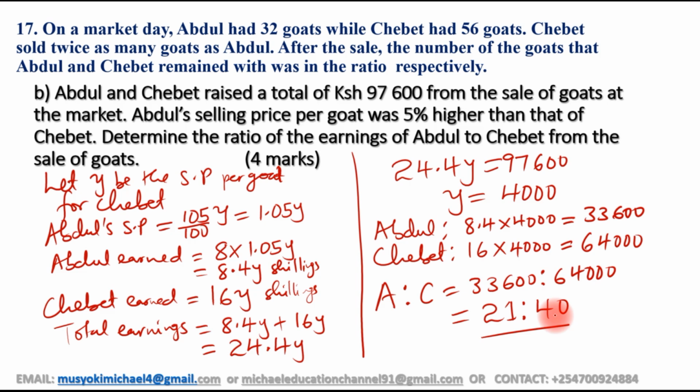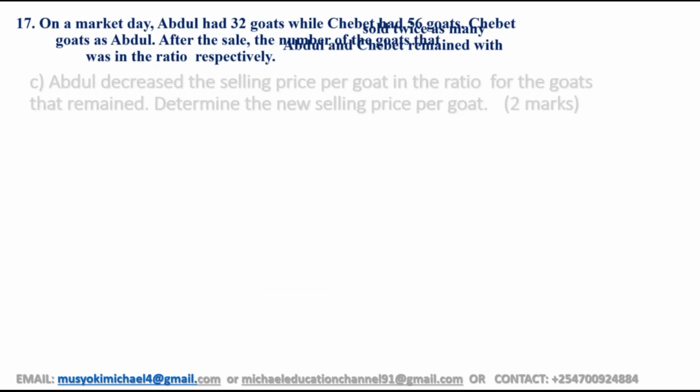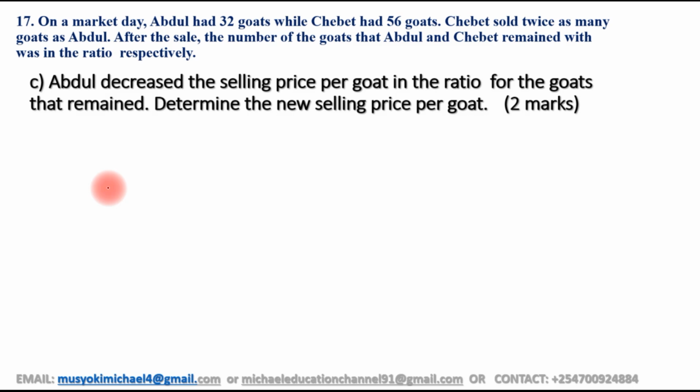So we move on to part C of the question. Abdul decreased the selling price per goat in the ratio 19:21 for the goats that remained, so we need to determine the new selling price per goat.